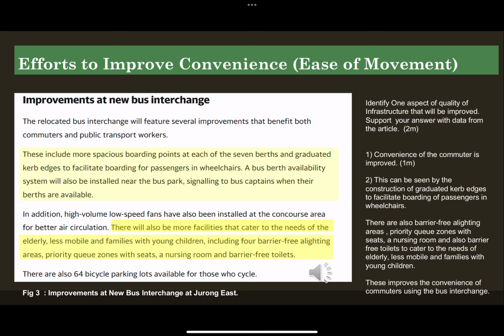wheelchair users. Another example is how the facilities are built to cater to the needs of the elderly, the people who are less mobile, and families with young children. So have a read at this figure 3 and then look at the question on the right. You may pause this video to read the passage.